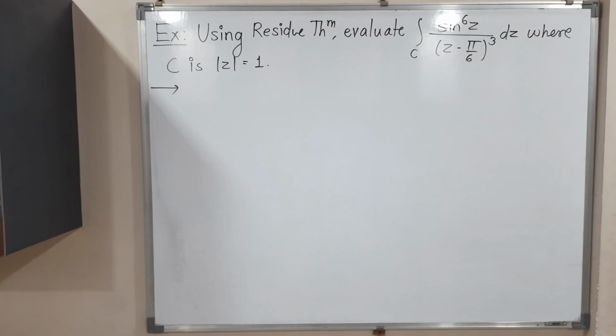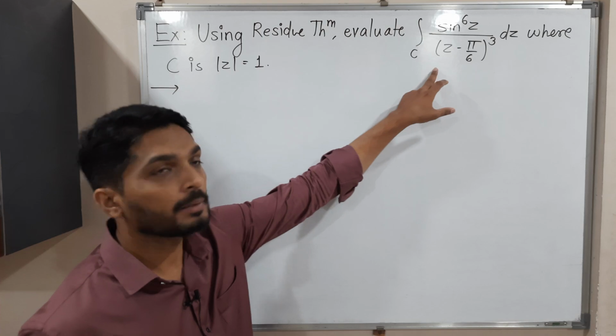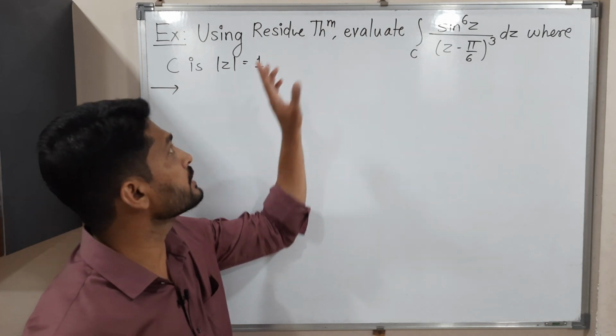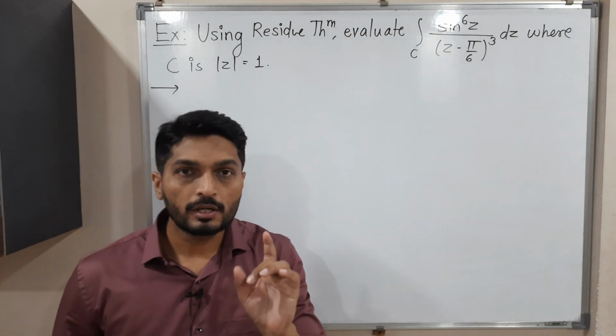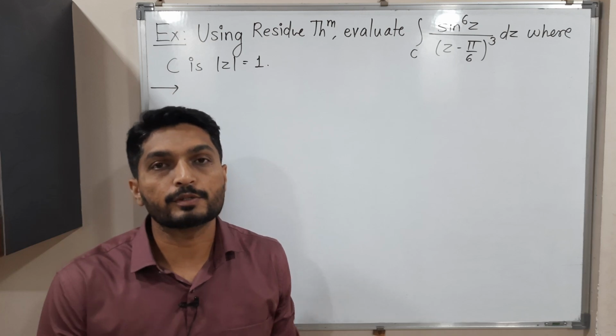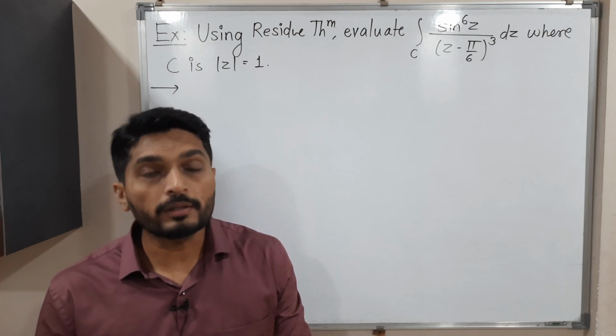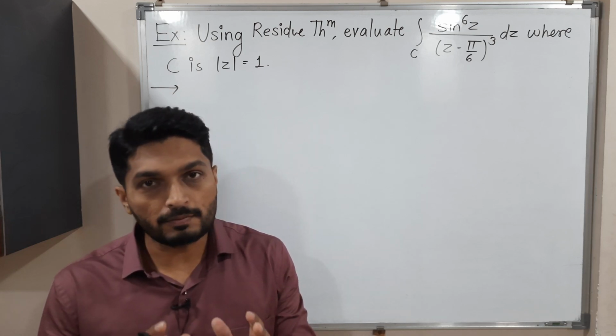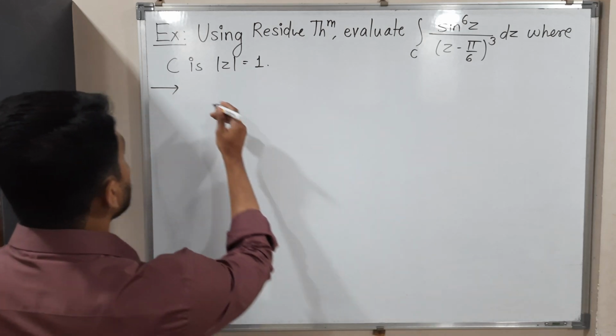Hi everyone. In this video we are going to discuss this example. So we have a complex integration here. We have to solve it with the help of Cauchy's residue theorem. They have mentioned just residue theorem, but it is Cauchy's residue theorem. First of all, I will call the given integral as I and then we will start to solve. So what is I here?